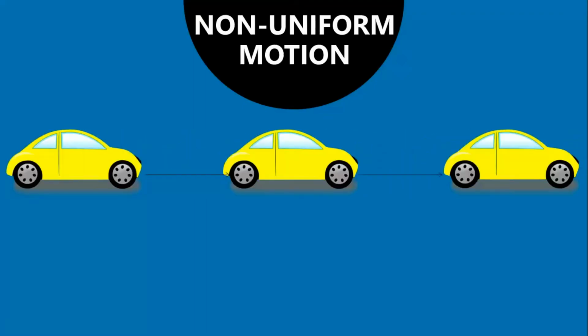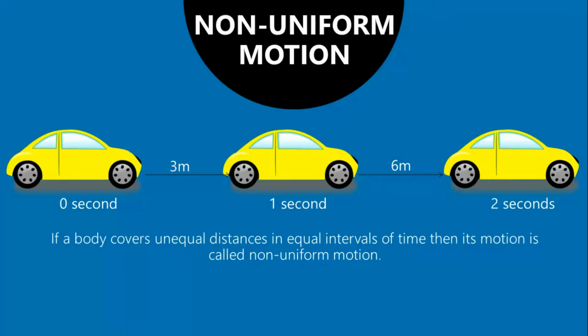Imagine we again see a car and click photos at 1 second period only, but this time it was not like that. It was first moving with 3 meter and then 6 meter it covered. So, if a body covers unequal distances in equal intervals of time, then its motion is called non-uniform motion.